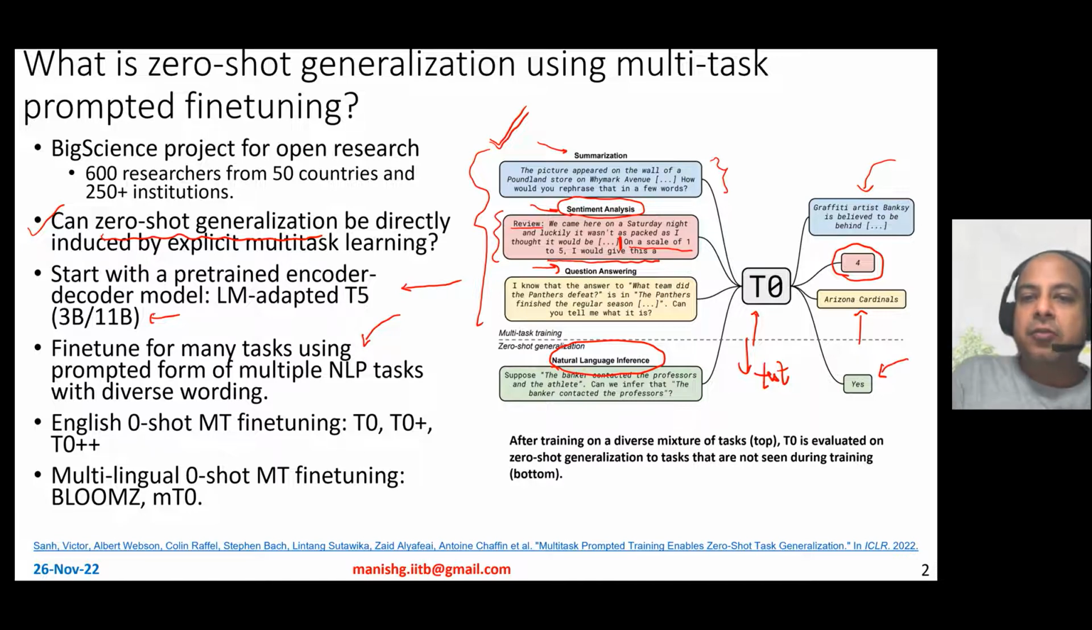Now, depending on what all tasks have been used to train these models, there are three different models: T0, T0 plus, and T0 plus plus. And also, if you bring multilinguality into the picture, those models are BLOOMZ and mT0. We will discuss details of BLOOMZ and mT0 later, but at least for the English versions, the base model is the LM adapted T5 model.